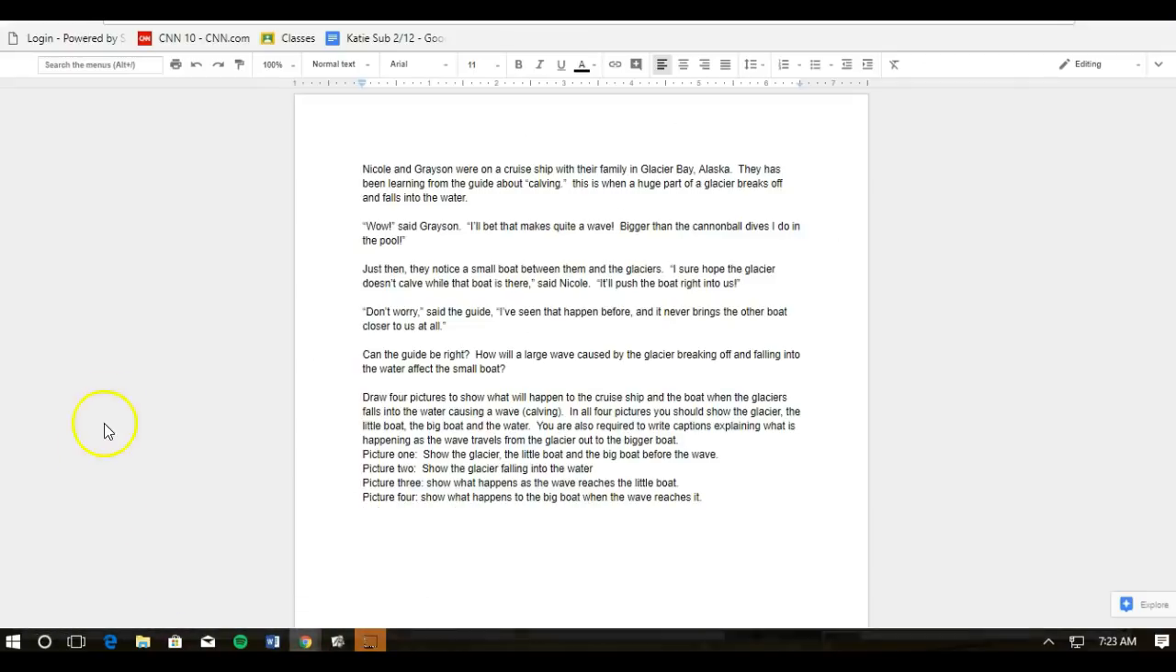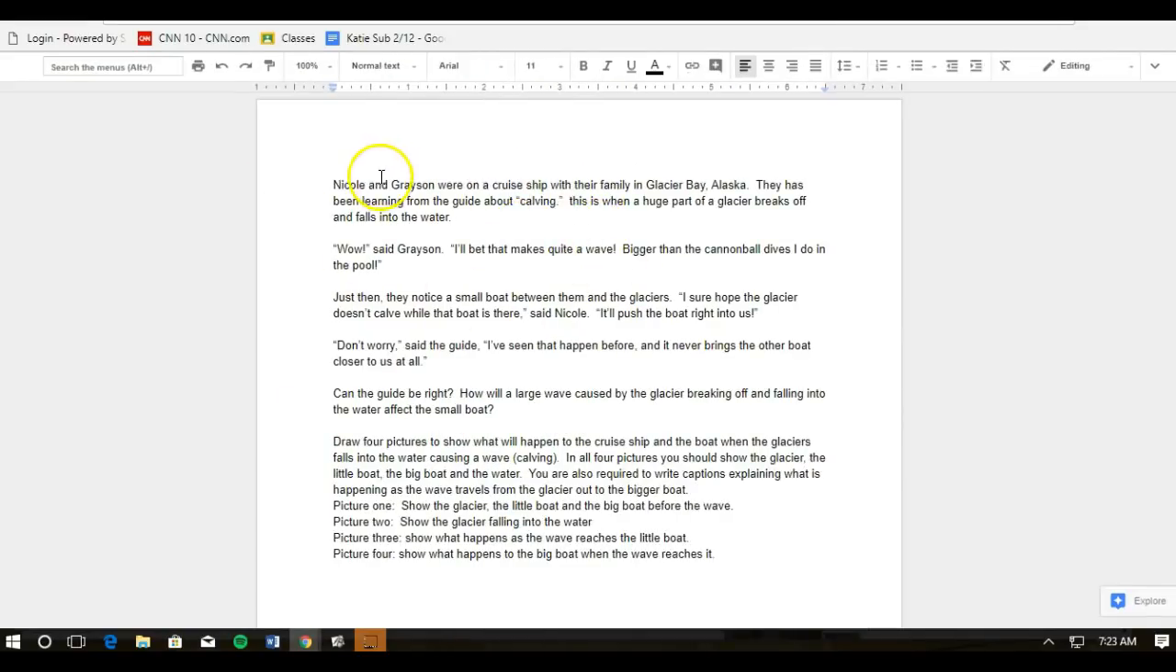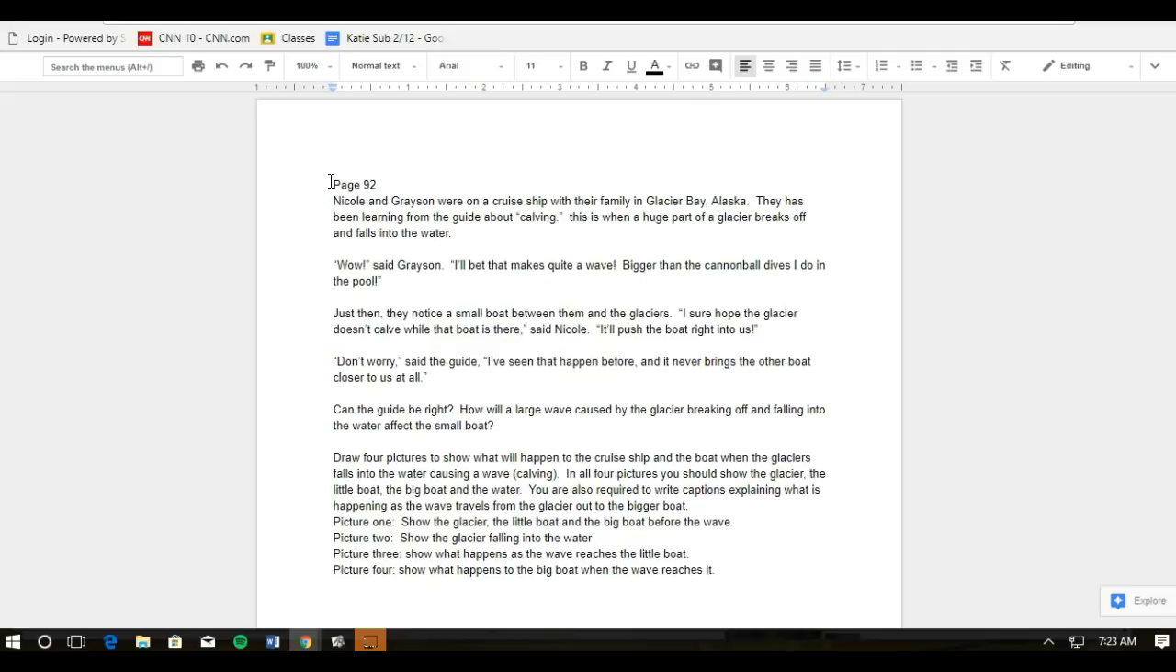Okay, here's your left-hand assignment. This needs to go on page 92. Here's your scenario. Nicole and Grayson were on a cruise ship with their family in Glacier Bay, Alaska. They have been learning from the guide about calving. This is when a huge part of the glacier breaks off and falls in the water.